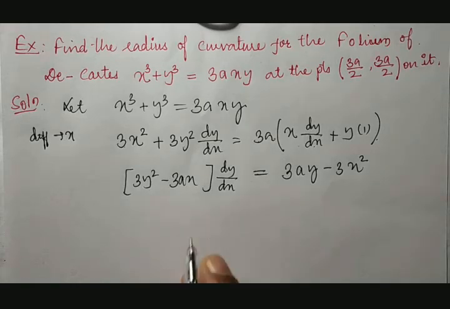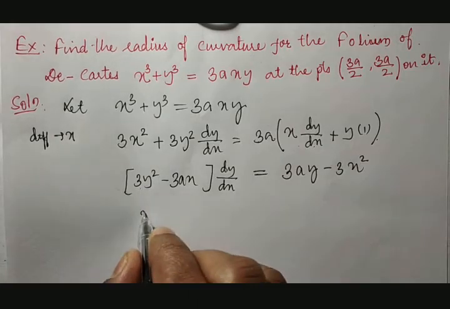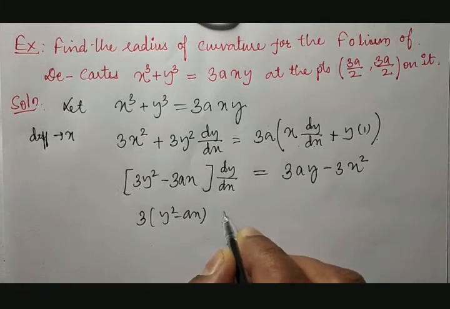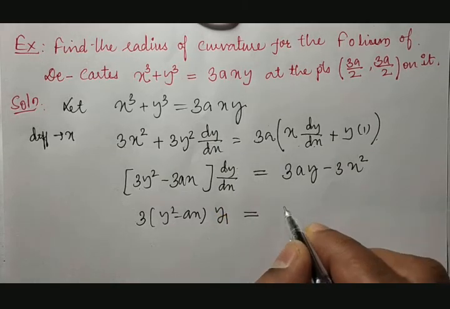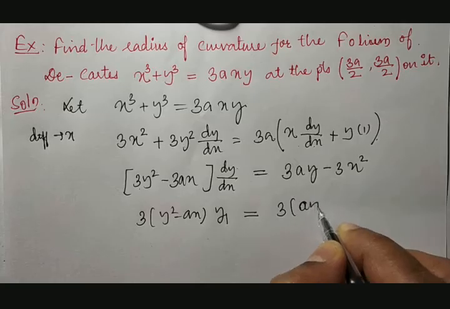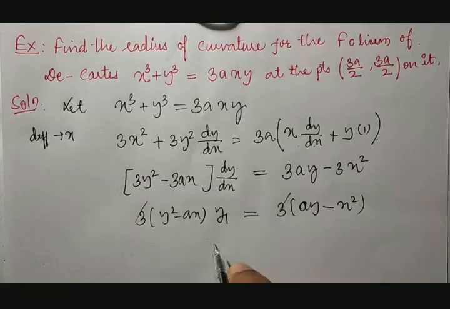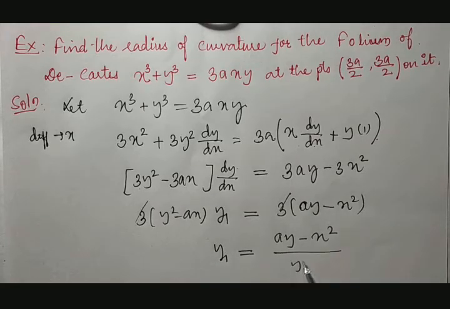Or else, if you take 3 common, it becomes 3 into y square minus ax into y1, where dy by dx is nothing but y1, equal to 3 into ay minus x square. Here the 3 gets cancelled. Therefore the value of y1 is ay minus x square divided by y square minus ax. So this is the value of y1.